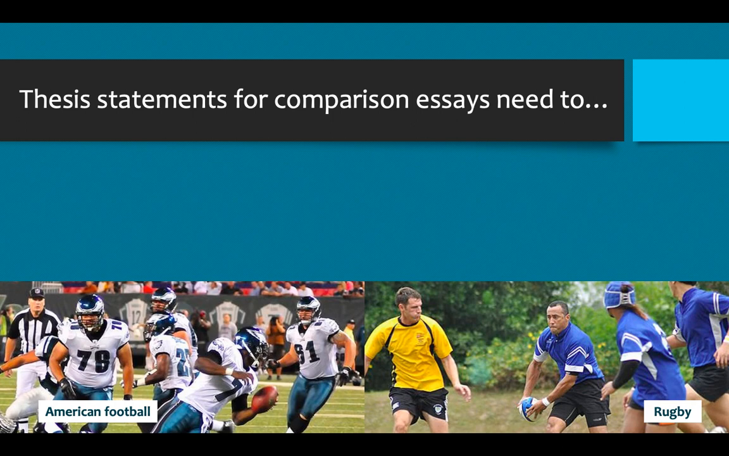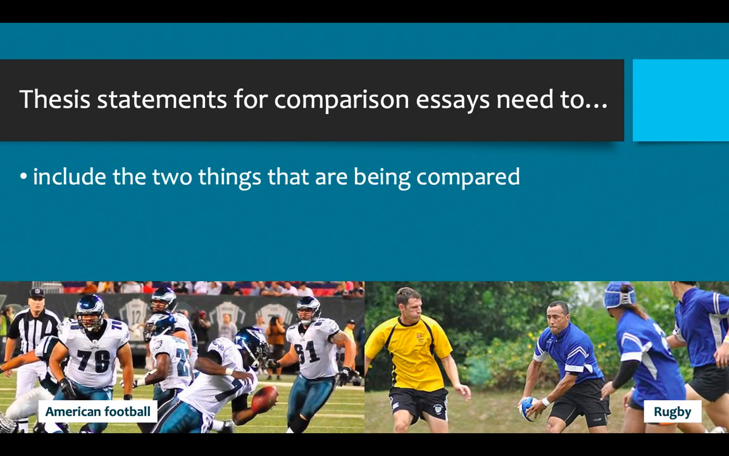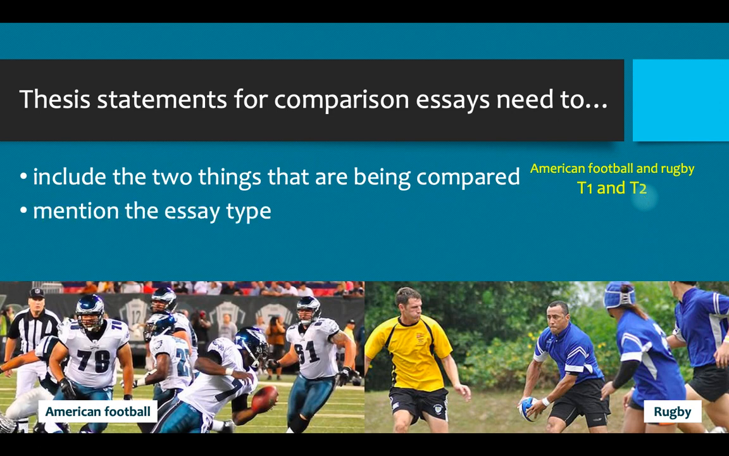Thesis statements for comparison essays need to have all the same things that other thesis statements have. They need to include the two things that are being compared. In this case, it's American football and rugby. And I'm going to call these thing 1 and thing 2. It also needs to mention the essay type, which in this case is similarities. And they need to include the two subtopics, of course.